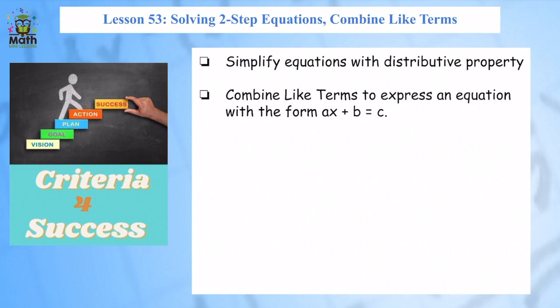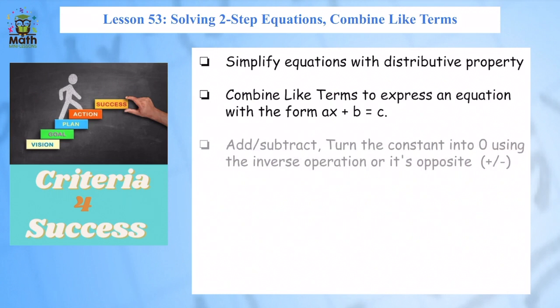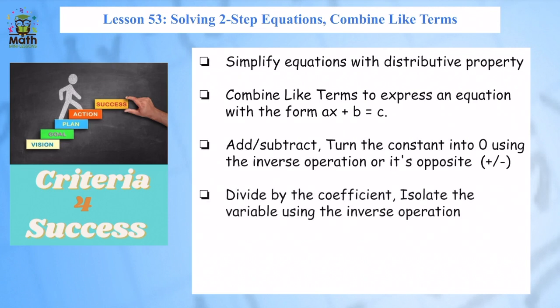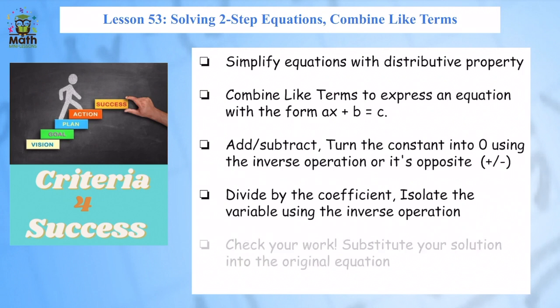That's really our goal. We want to simplify it until we get that ax plus b form, and then everything else is the same. We're still turning that b into a zero pair using an inverse, we're still dividing by the coefficient to separate the a and the x, and as always, checking our work using substitution once we have our solution.